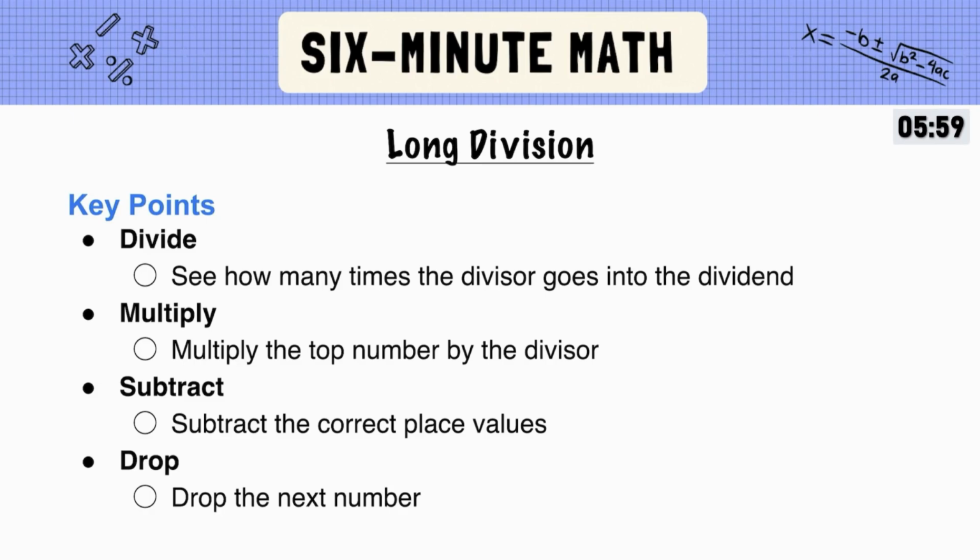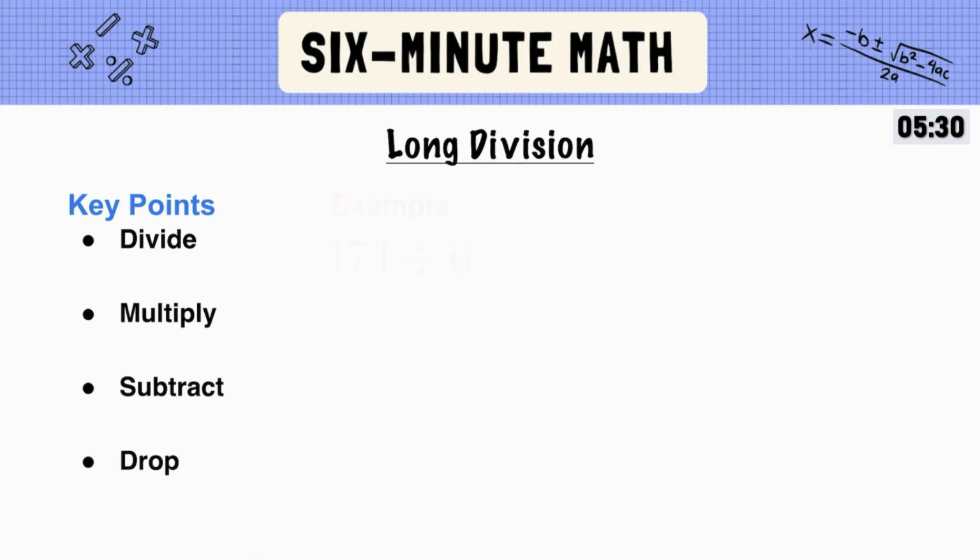Our key points for long division are to do 4 steps: divide, multiply, subtract, and drop. When we divide, we're going to see how many times the divisor goes into the dividend. Then we're going to multiply the top number by that divisor. Then we're going to subtract our correct place values and then drop our next number. This is best shown with an example.